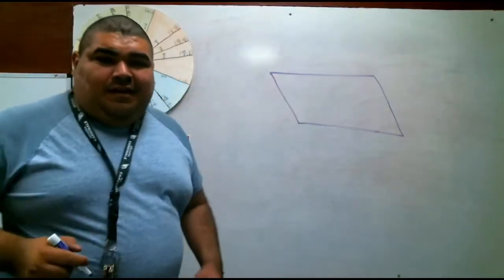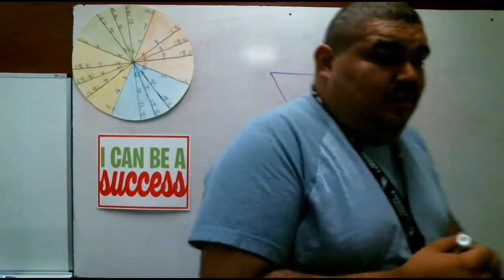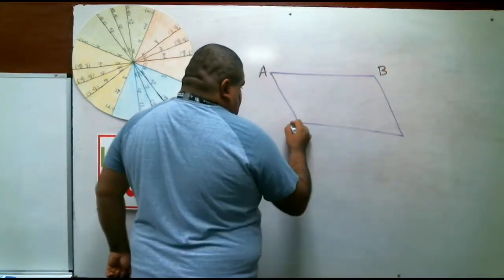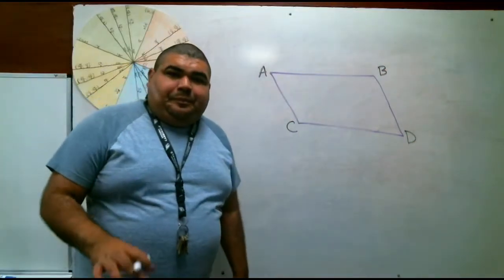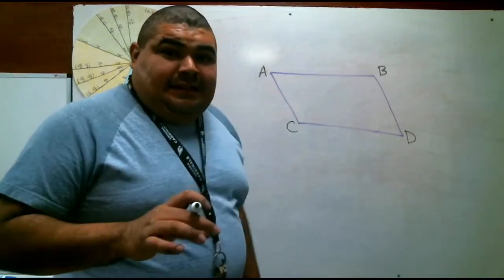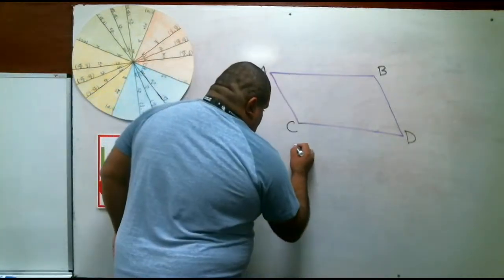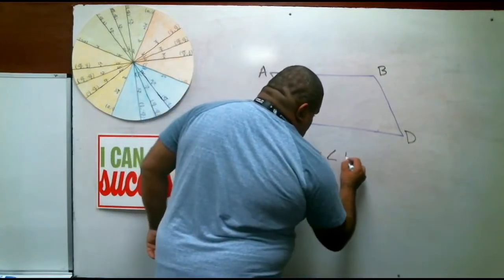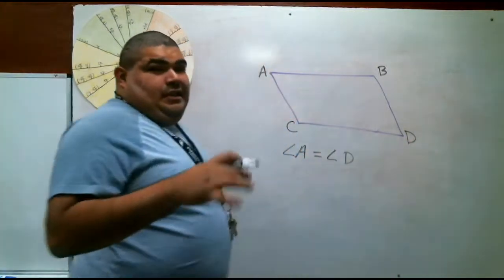All right, so we have our parallelogram on the board. We're also gonna label this parallelogram. Label it A, B, C, and D, okay? When it comes to parallelograms, guys, opposite sides are always the same. Meaning, the opposite angle, so angle A, equals angle D. Okay, so angle A and angle D, they're opposites, they equal each other, okay?